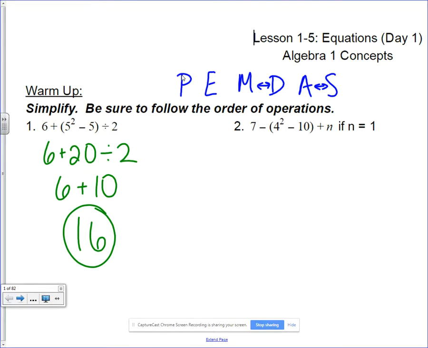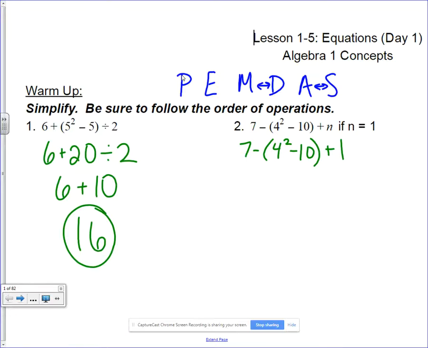Let's go to number 2. This time you see the variable in there, right? You see the variable? What do they tell me that n equals? 1. So basically, I'm going to rewrite this thing, and I'm going to put a 1 where the n is, because that's what they're telling me that n equals.